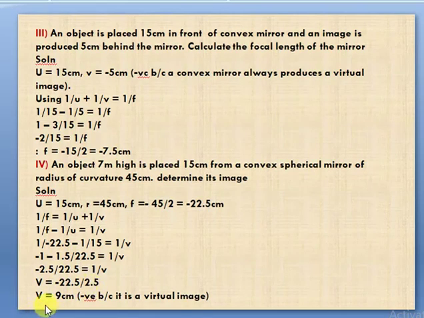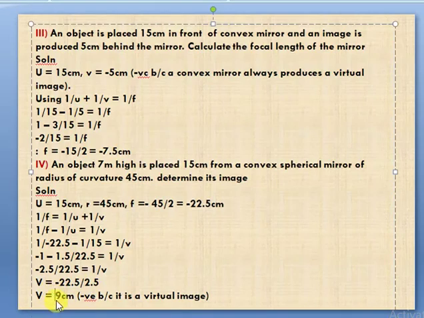And when you divide it, v will give you minus 9 centimeter. Why minus? Because it is a virtual image. It is a virtual image.